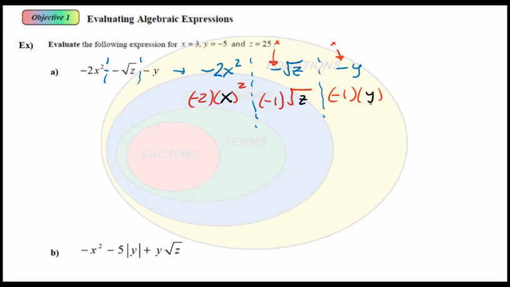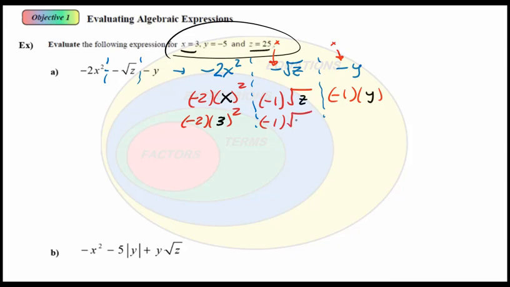Now that I know the composition of this, I can replace the variables with the values 3, -5, and 25 for x, y, and z. So here are the values, and I'm just going to substitute them for the variables. The first term would be -2 times, and x in this case is 3, so I'm going to replace that with a 3. In the middle term, I have -1 times the square root of z, and z was 25, so I'm going to replace that with 25. And then I have -1 times y, where y is equal to -5, so I'm going to replace that factor with -5.